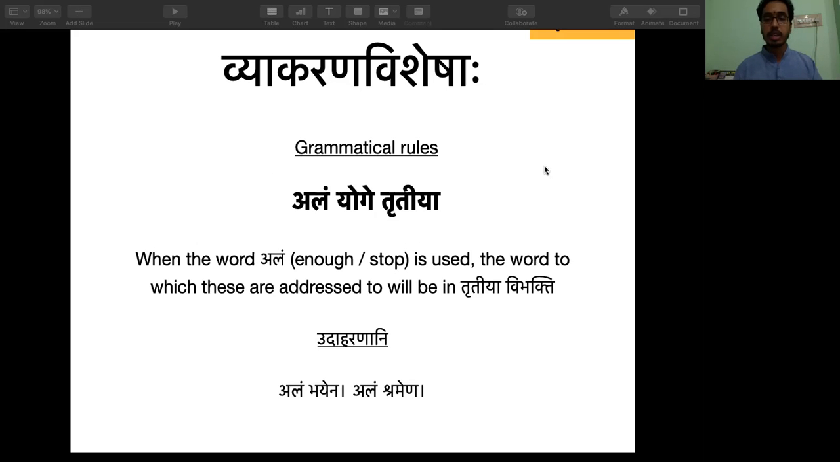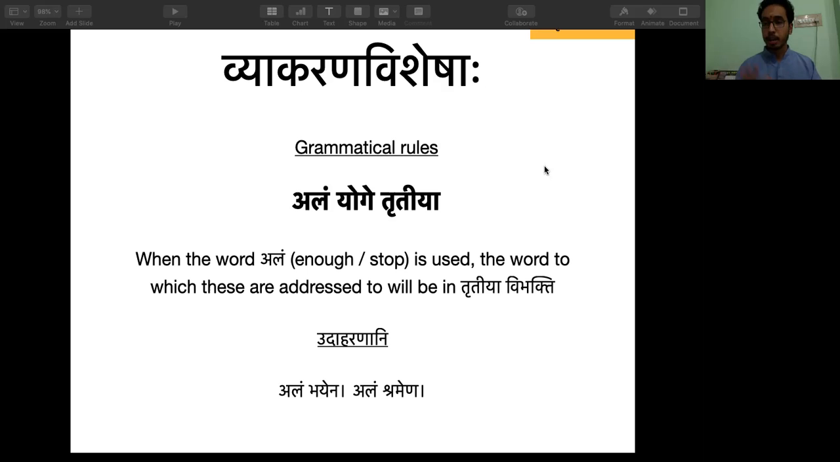Alam Yoge Tritiya. This is also a very commonly asked question. When the word alam is used, alam means enough or stop. When you're using this word, then what you're stopping, that will be in Tritiya Vibhakti. So the common usage is alam bhayena. Enough of your fear. If you want to tell, okay, don't fear, that is in English you tell, don't fear. In Sanskrit it will become alam bhayena. Or bhayam mastu is also correct, but if you want to tell it in this way, enough, don't fear, then alam bhayena.